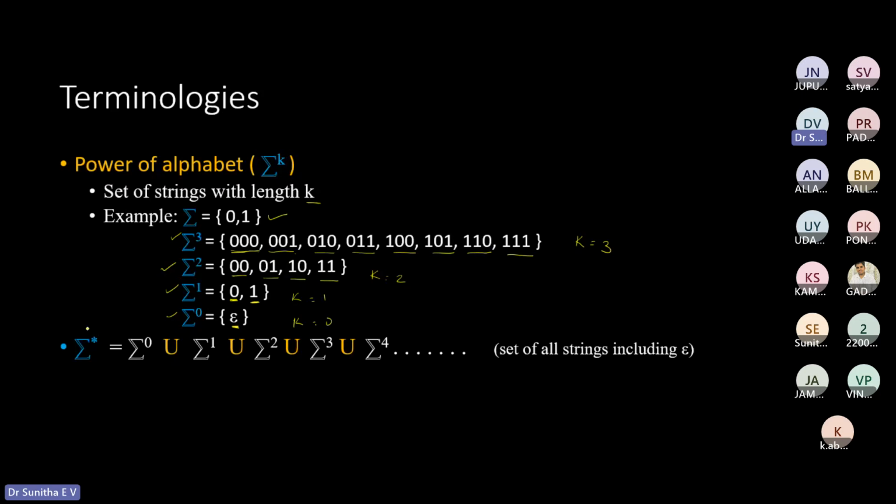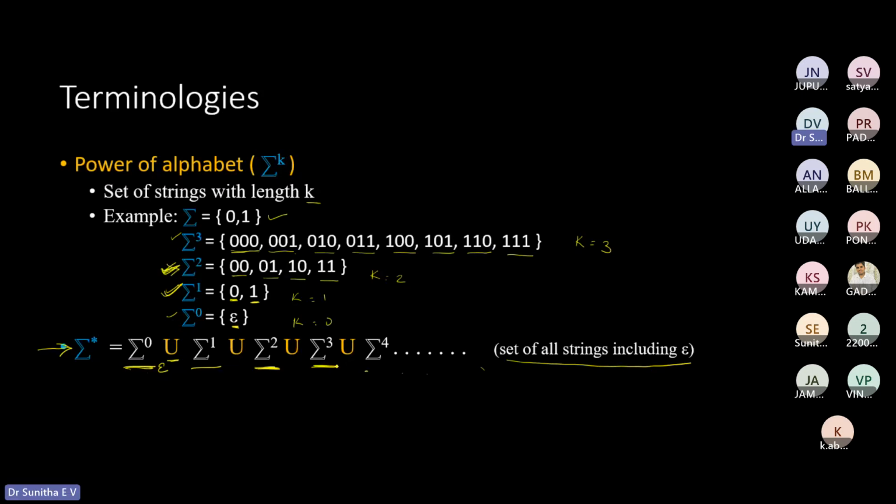Then another terminology is sigma star. It is actually the set of all strings including epsilon. That means sigma star is the union of sigma to the power 0, sigma to the power 1, sigma to the power 2, sigma to the power 3, etc., up to infinity. That means it contains the set of all strings. Sigma to the power 0 is nothing but epsilon. Union, this is the union operation. Sigma to the power 1 means the set of all strings with length 1. Then sigma to the power 2 means the set of all strings with length 2.